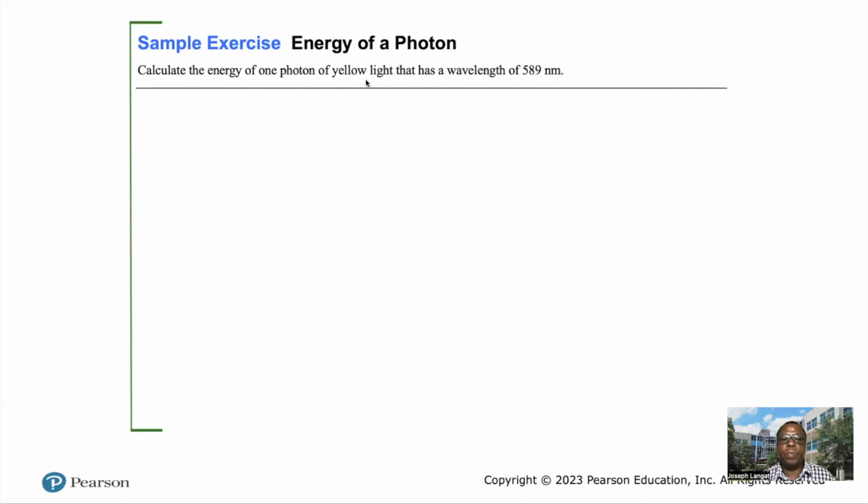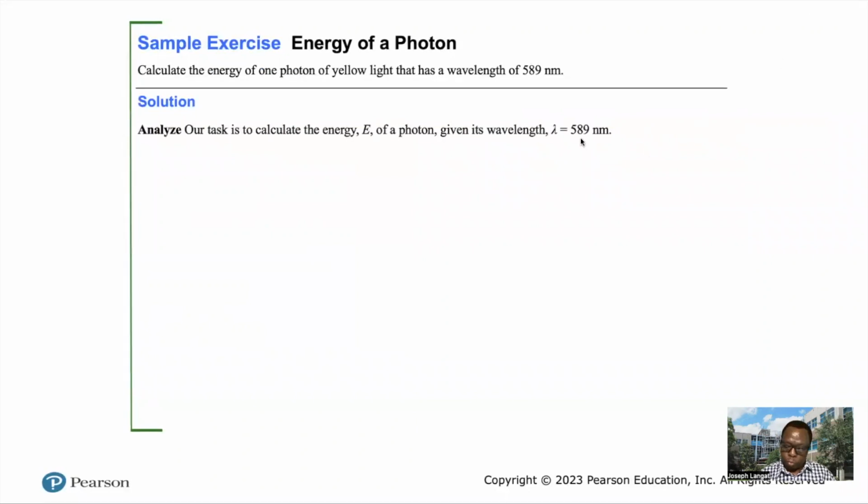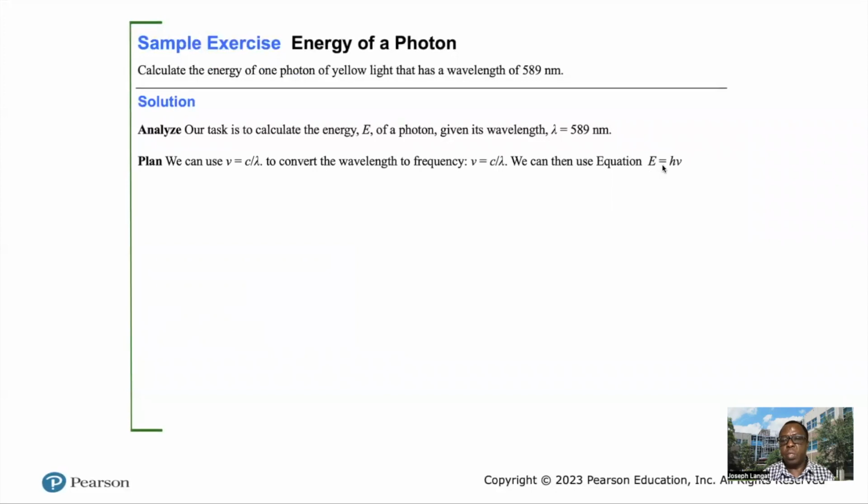Calculate the energy of a photon of yellow light that has a wavelength of 589 nanometers. So at the outset, how are we going to do this? Our task is to calculate the energy. The wavelength is 589 nanometers. We're going to change this to meters. So using the equation, frequency is the speed of light over the wavelength. And remember, this wavelength must be in meters, so that eventually we will plug in the equation, energy equals Planck's constant.